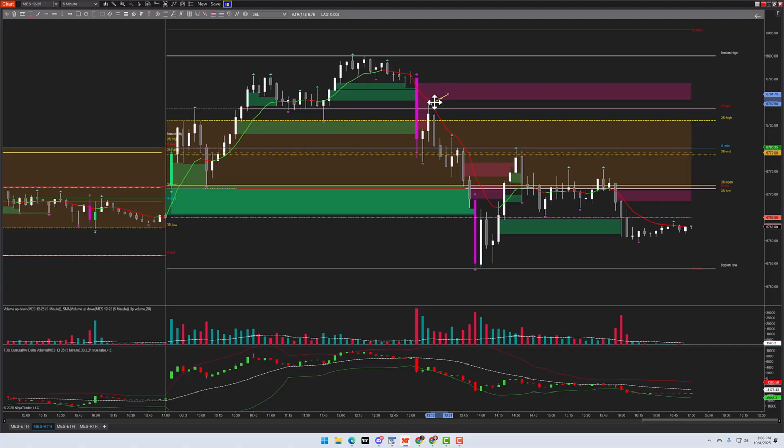Now, you might want to be waiting. You might wait. I would wait until it got back inside the initial balance. Here's the initial balance high. Well, here's a push outside. It's rejected. It's rejected inside this fair value gap. So maybe your entry would be closer to this bar here.